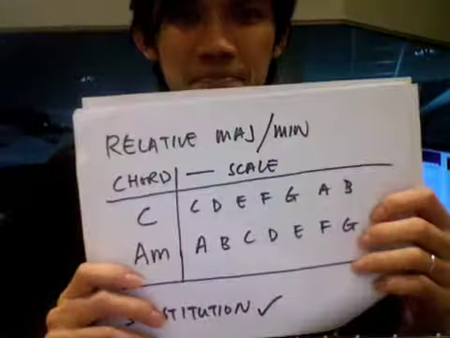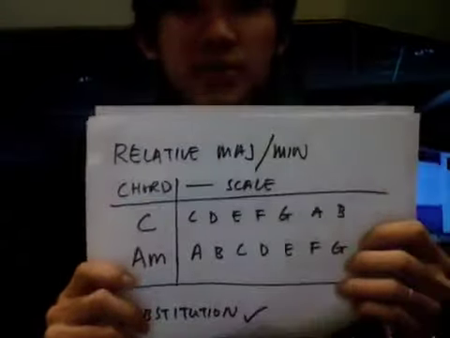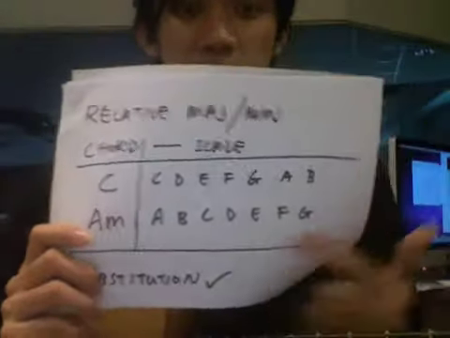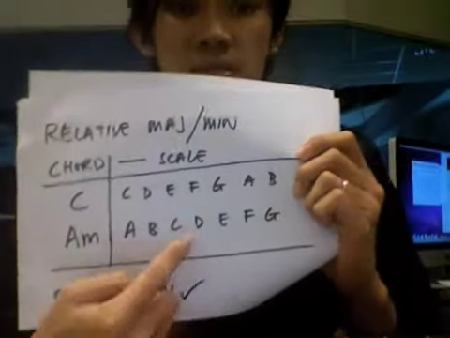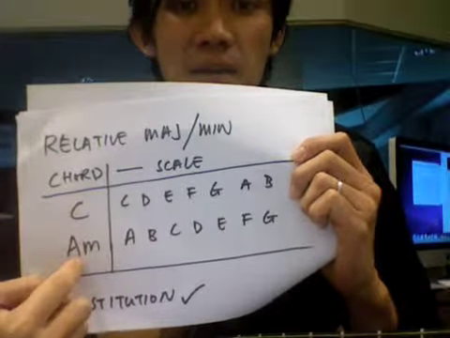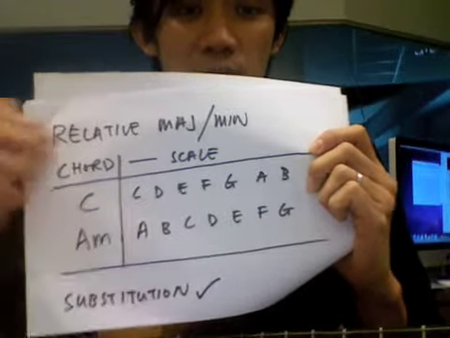Instead of the C major scale, which is all using the same notes of the scale. So what does it mean? It just means very simply that you can substitute the C chord with an A minor chord. Okay, so I'm going to show you how it works.